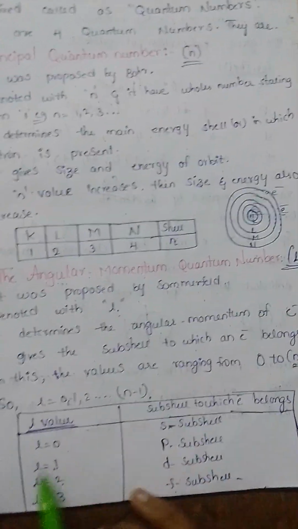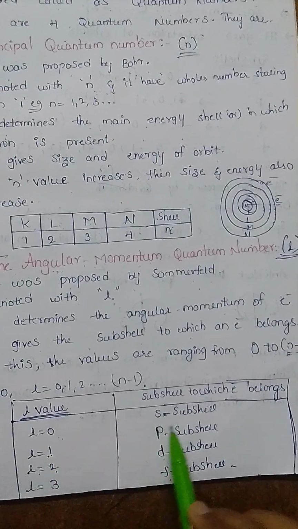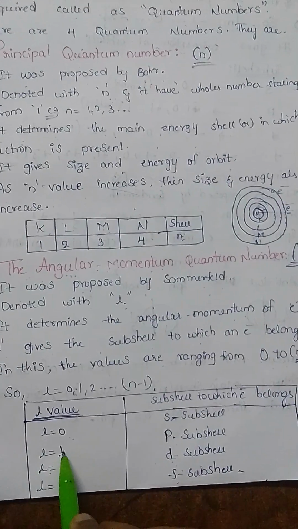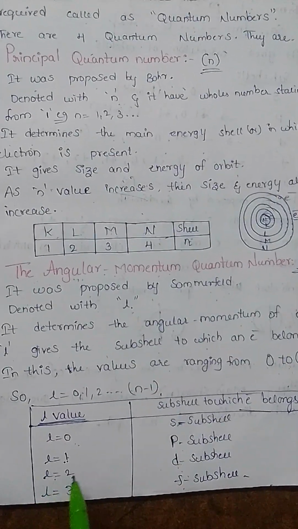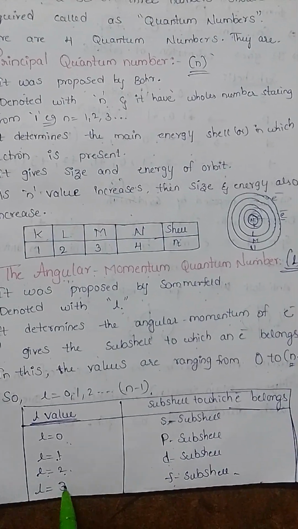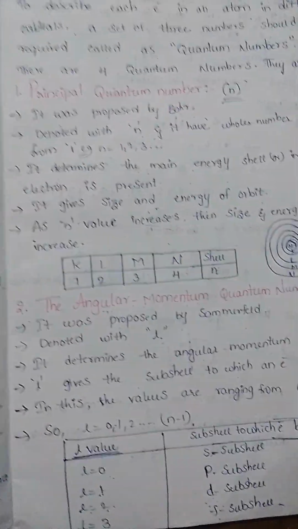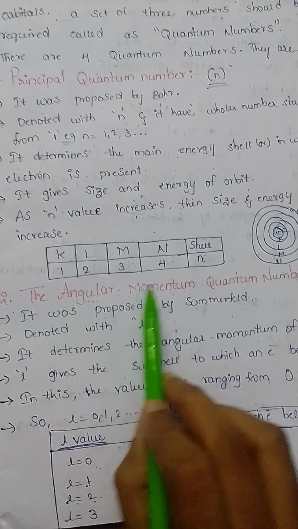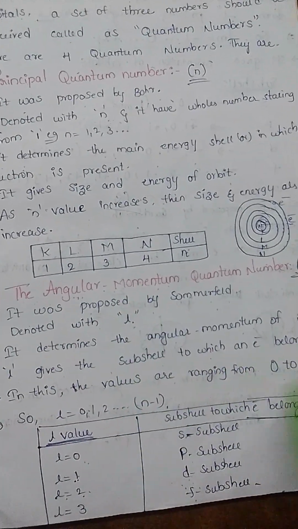When the l value is 0, the electron belongs to the s subshell. When l equals 1, the electron belongs to the p subshell. When l equals 2, it belongs to the d subshell. And when l equals 3, the electron belongs to the f subshell. So this is about angular momentum, by which you find out the angular momentum of an electron.